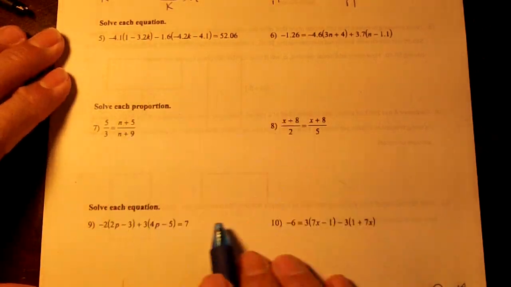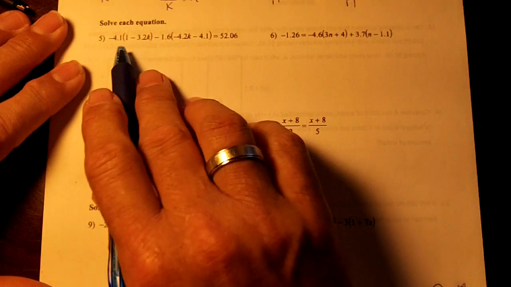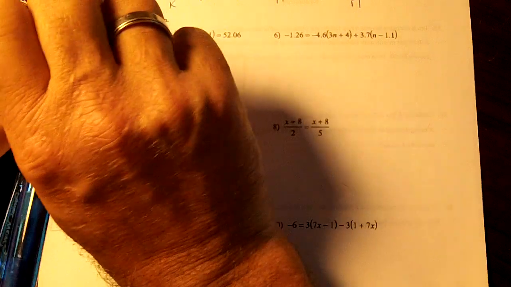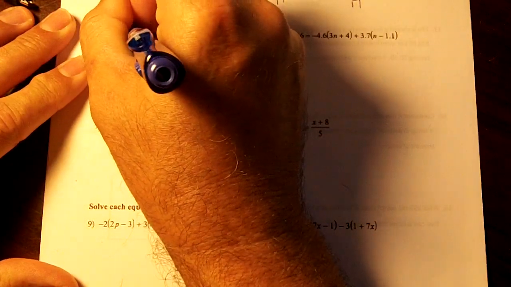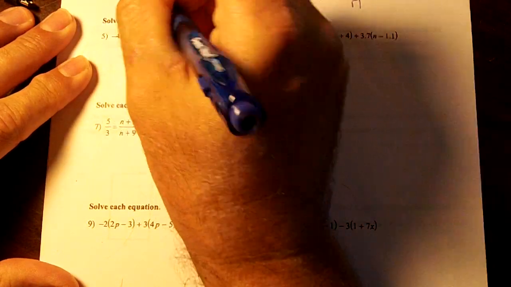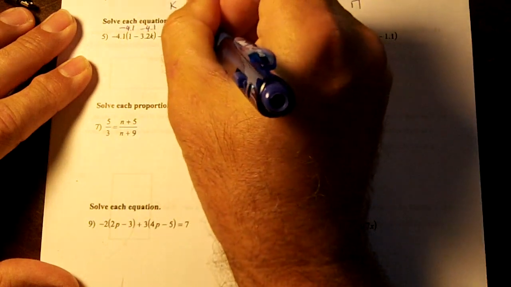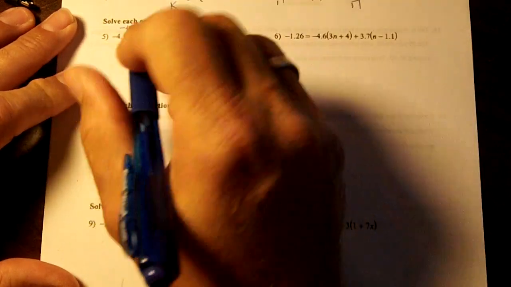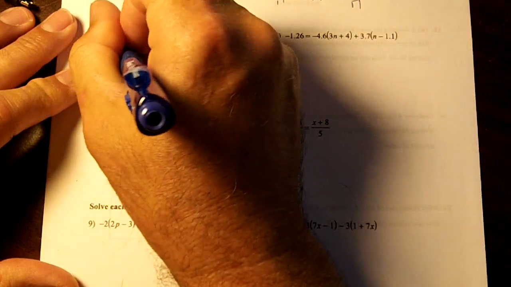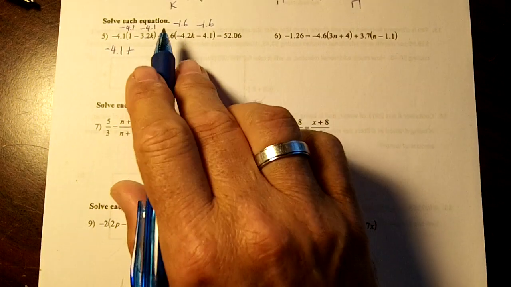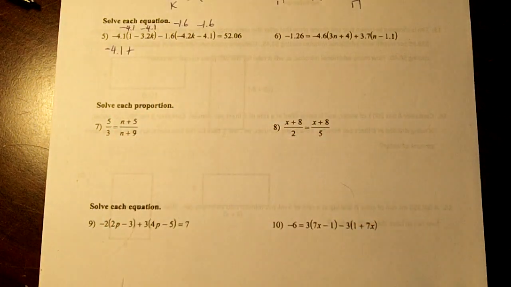Okay, on the bottom 6 problems we're going to solve. So right up here we're going to solve for K. We've got to distribute the negative 4.1, and we're going to distribute the negative 1.6. So we'll get negative 4.1 plus, and I need to multiply that, 4.1 times 3.2.